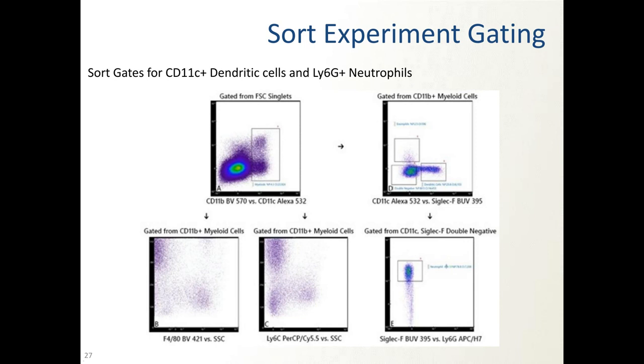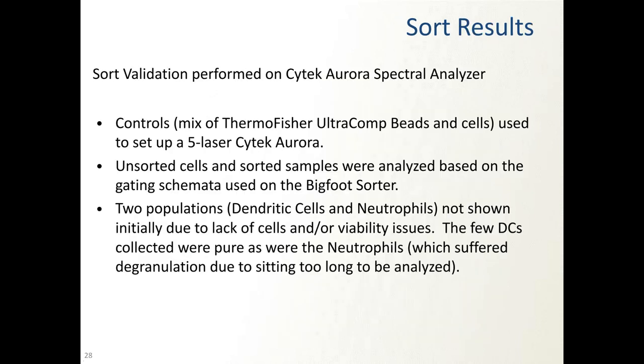So what we did in this case was we did this validation on the Aurora spectral analyzer. Our controls, which were a mix of the UltraComp beads from Thermo and cells, were then run on the Aurora. The unsorted cells and sorted samples were analyzed based on the same gates we used on the Bigfoot. Initially, in the talk I gave for CYTO, two populations, the dendritic cells and neutrophils, were not shown because there wasn't a lot of cells and there were viability issues.